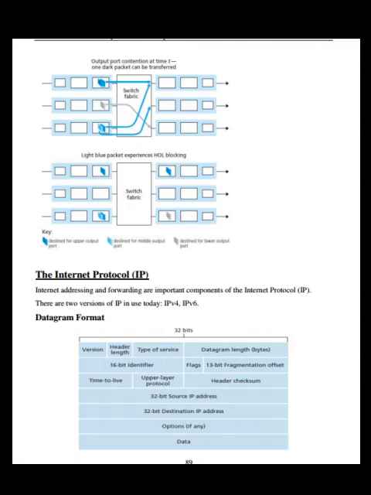Now let us see the Internet protocol. Internet addressing and forwarding are important components of the Internet protocol. There are two versions of IP in use today, IPv4 and IPv6. Datagram format. See the figure.